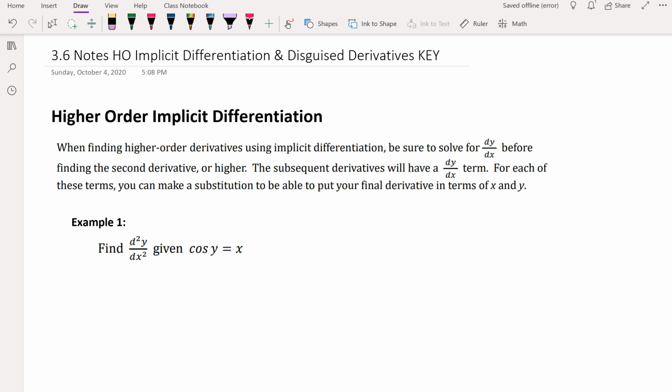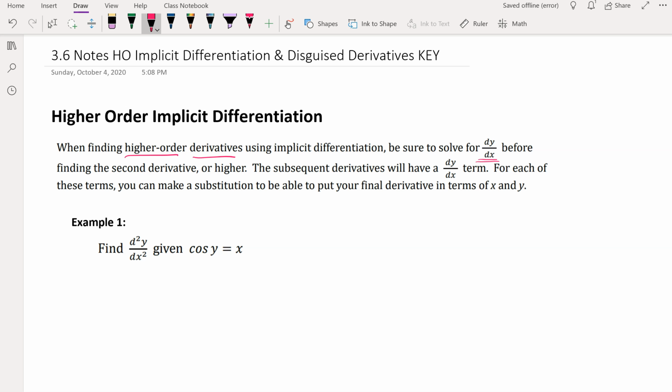Okay, so when finding higher order derivatives, that just means like second derivatives or third derivatives, just more than the first derivative. Be sure to solve for dy dx before finding the second derivative or the higher derivative. The subsequent derivatives, or like the next derivatives that you find, will have a dy dx term. For each of these terms, you can make a substitution to be able to put your final derivative in terms of x and y. Okay, so moral of the story, first solve for dy dx, then find the higher derivative. That makes sense, right? First thing we got to find is the first derivative.